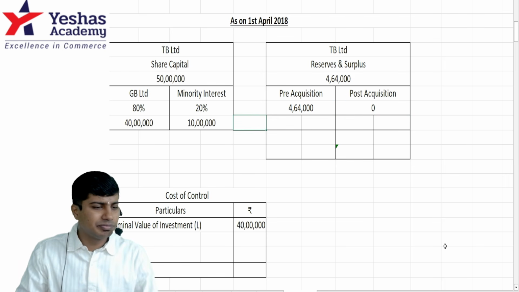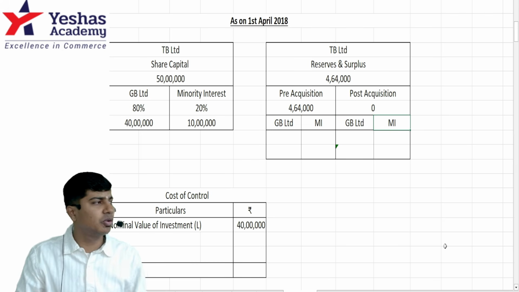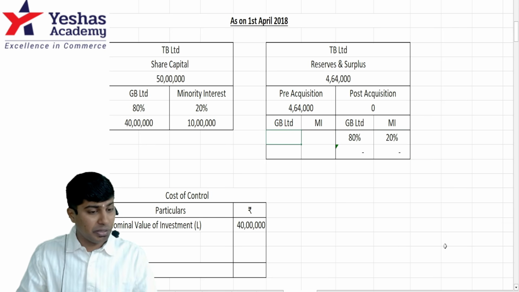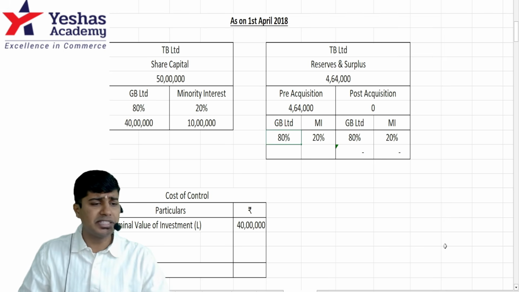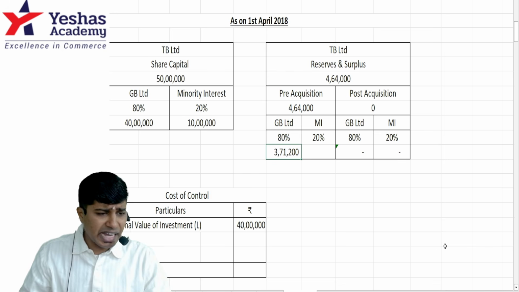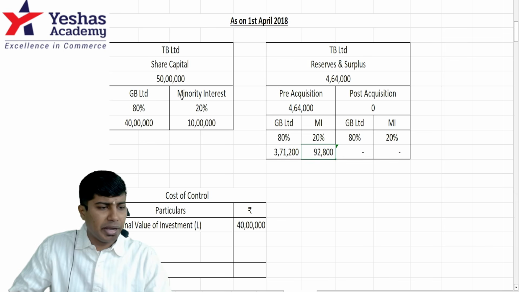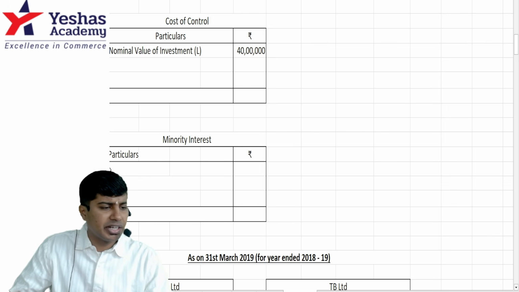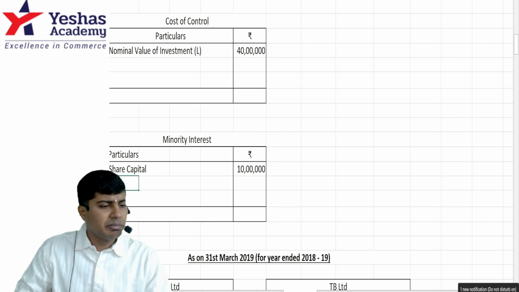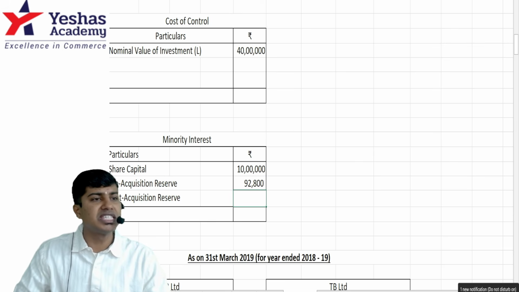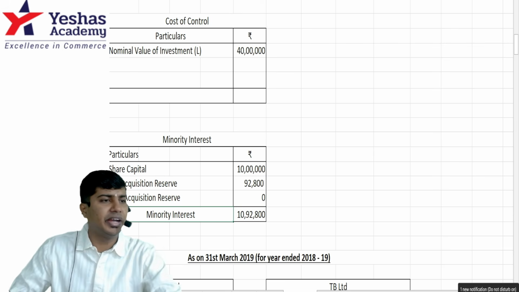Pre, I'll share between holding and minority. Post, I'll share between holding and minority, but post is 0. What will you share? Nothing. Share the pre-reserves 80 and 20. 80% of 4 lakh 64 is 3 lakh 71,200. Minority's share of the pre-acquisition reserve is 92,800. Minority share in the share capital is 10 lakh, in the pre-acquisition reserve 92,800, and in the post-acquisition reserve 0. Can I say minority interest is 10 lakh 92,800?